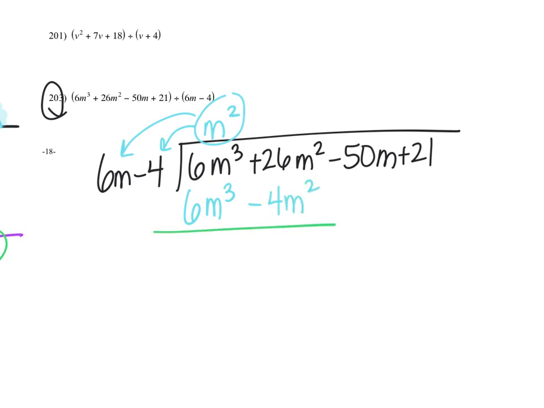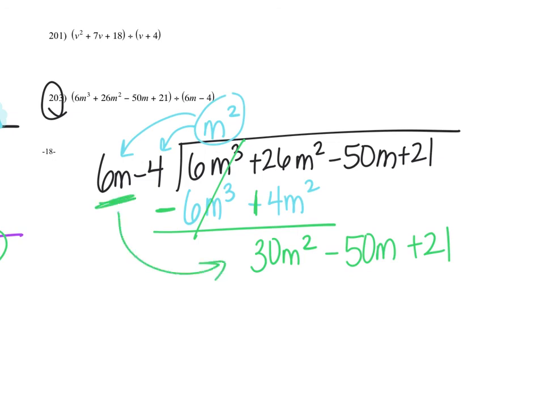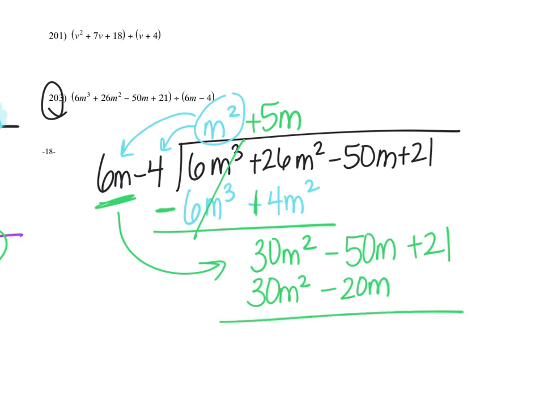So I'm going to draw my line, change my sign. This cancels. So I get 30m squared and bring down everything else. And then you start all over. What number times 6m is going to equal 30m squared? I believe it's 5m. So 5m times 6m is 30m squared. 5m times -4 is -20m. And I'm going to change my sign and change my sign. So -50 plus 20 is -30m plus 21.